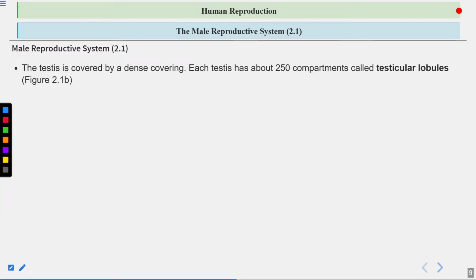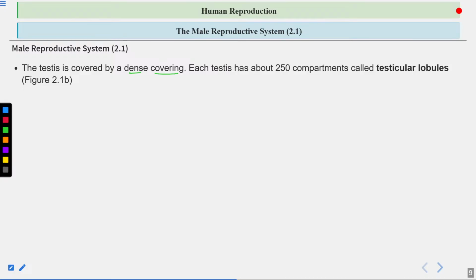Now, testes is covered by a dense covering. So, testes has two coverings. What are these two coverings? One of the coverings is known as tunica vaginalis. This is the outer covering. And the other covering is known as tunica albuginea, which is the inner covering. So tunica albuginea is the inner covering which protects the testes, and tunica vaginalis is the outer covering. You should remember the names of these two coverings.